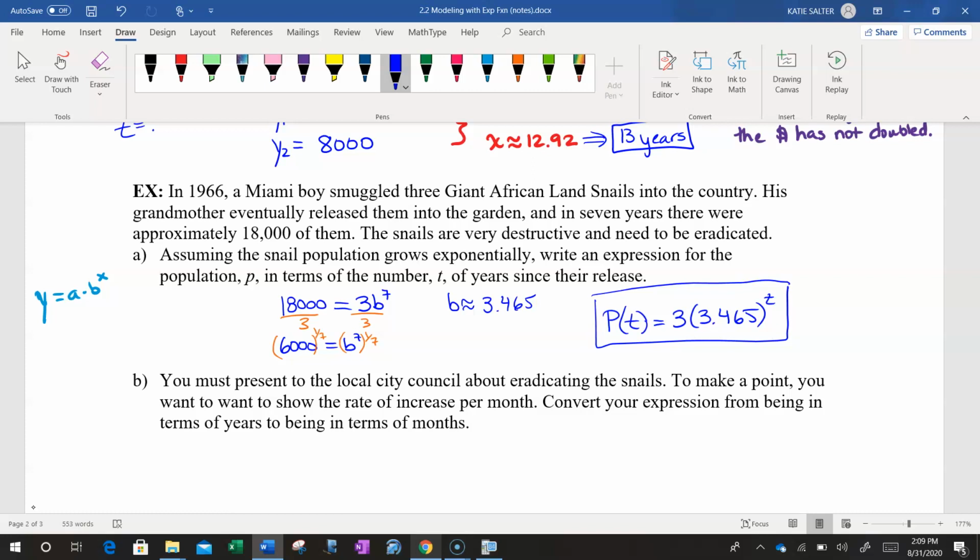All right, so then it says, you must present to the local city council about eradicating the snails. To make your point, you want to show the rate of increase per month. Convert your expression from being in terms of years to being in terms of months.